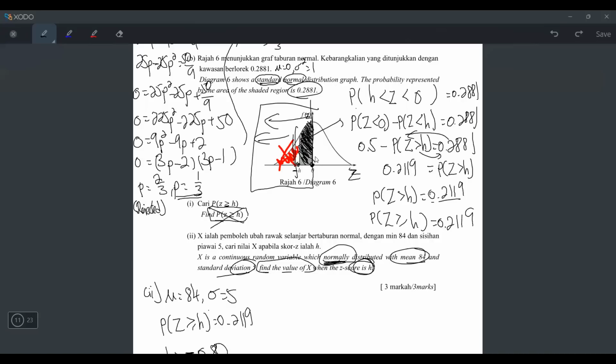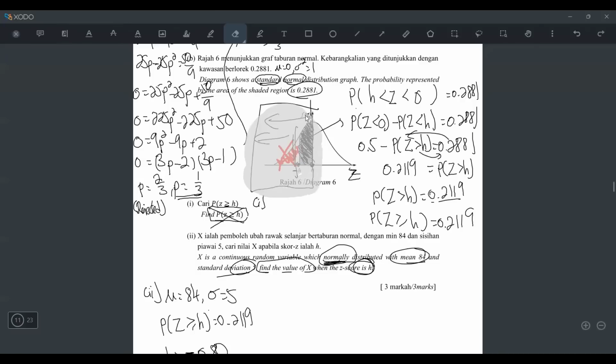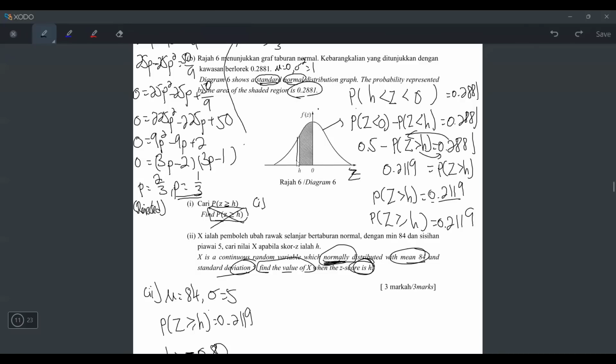So I think if they want PZ bigger sama dengan H, it means which part of the shaded region? It means I will take H here, and then starting from here, take until the end, right? So if I want the area here, ataupun the probability here, you will just take 0.2881, which is the shaded one. Okay, so PZ bigger sama dengan H, it will be 0.2881 plus with 0.5, right? So 0.7881 is the answer.